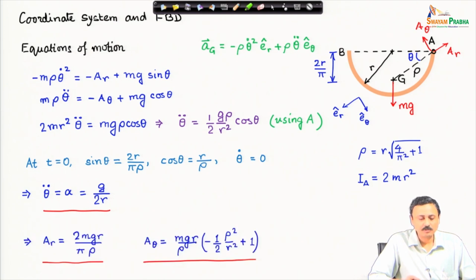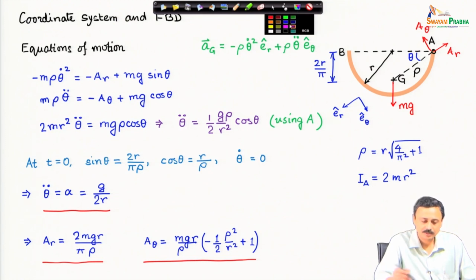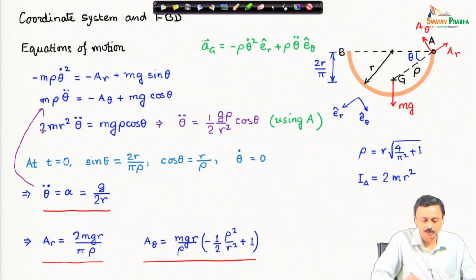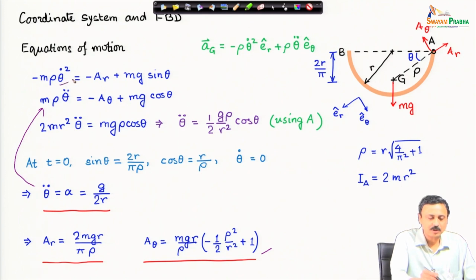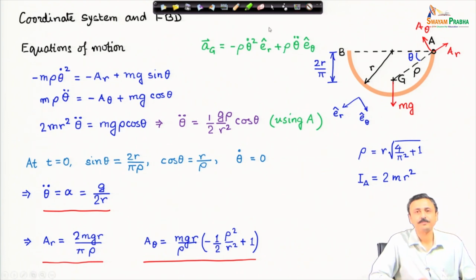I can also solve for the reaction forces, because I know alpha. I have solved for alpha. Here I can substitute to calculate a_theta, and a_r is very simple because theta dot is 0. This is 0 at t equal to 0 plus. I can solve for a_r and a_theta. So, that completes this problem.